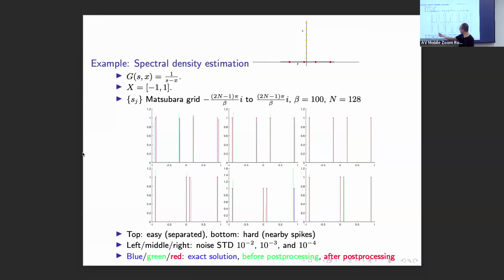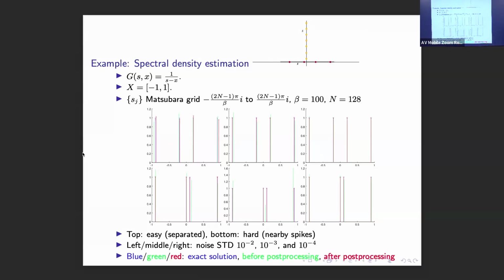For example, you see that before the post-processing, the location is a little bit off. But when you do a joint optimization, it brings you right to the true location. It's also the case here: the location is a little bit off before the post-processing, but afterwards, it's snapped right to the correct location. And this is even better in the 10 to minus 4 case. Even before the post-processing, it's almost perfect.